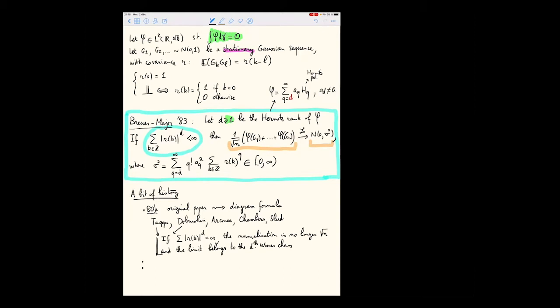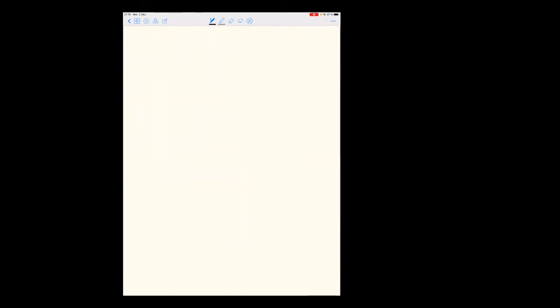Many other developments were done after. Just to mention, something like 10 years ago, together with Giovanni Peccati and Mark Podolskij, we gave another proof of the Breuer-Major theorem, and we were also able to calculate rates of convergence in the total variation distance and some other things. And we used the so-called Malliavin-Stein approach.